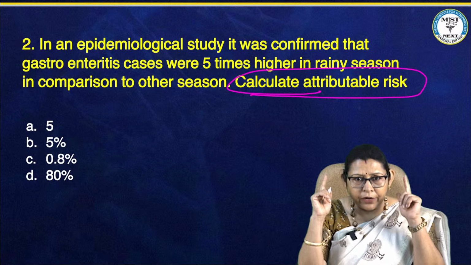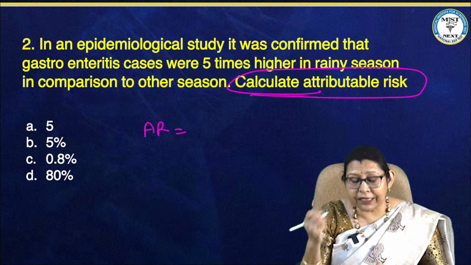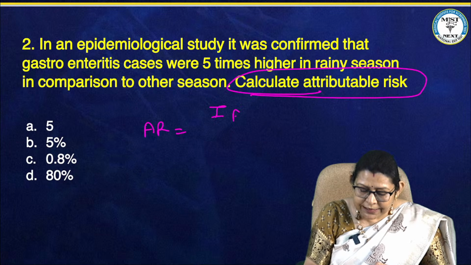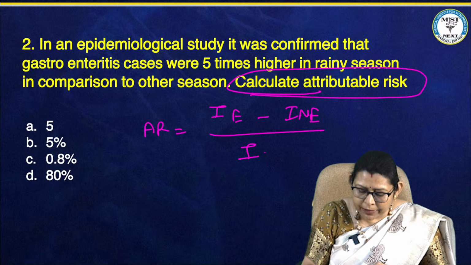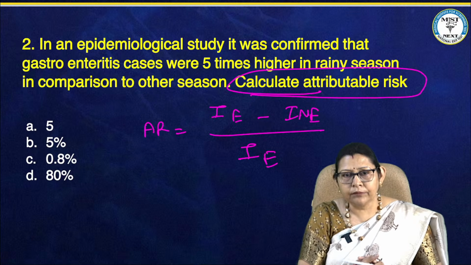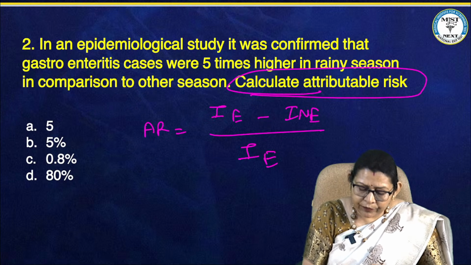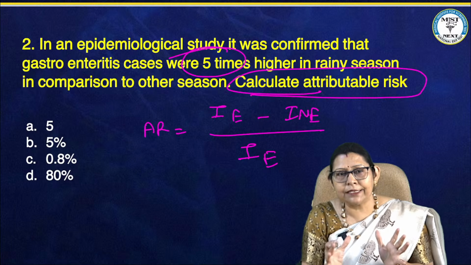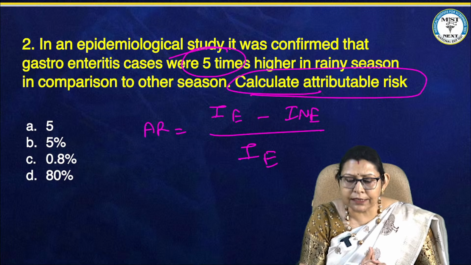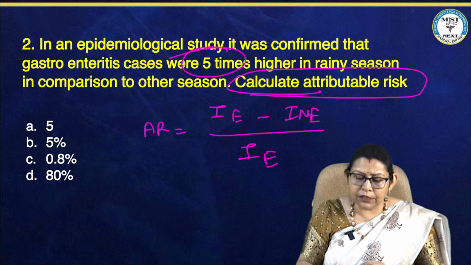The second point, you have to recall the formula of attributable risk. It is the risk difference, meaning the difference in the incidence in exposed minus incidence in non-exposed, divided by incidence in exposed. This is the formula. Now see, they have simply mentioned that it is 5 times higher in the rainy season in comparison to the non-rainy season. So the rainy season is exposed, and the non-rainy season is non-exposed.